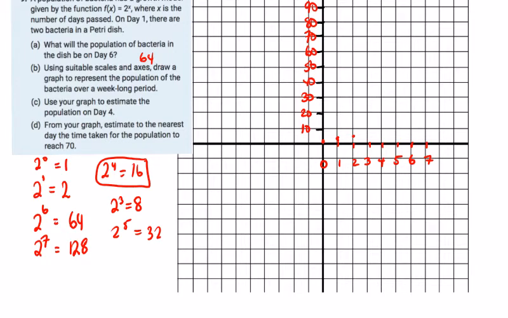2 to the power of 3 is equal to 8. We're still not above the 10, you can see. I'm just going to do a bigger dot so you can see the path of them. 2 to the power of 4 now is equal to 16. 2 to the power of 5 is equal to 32. Just above 32, 2 to the power of 6 is 64. And 2 to the power of 7 is 128.